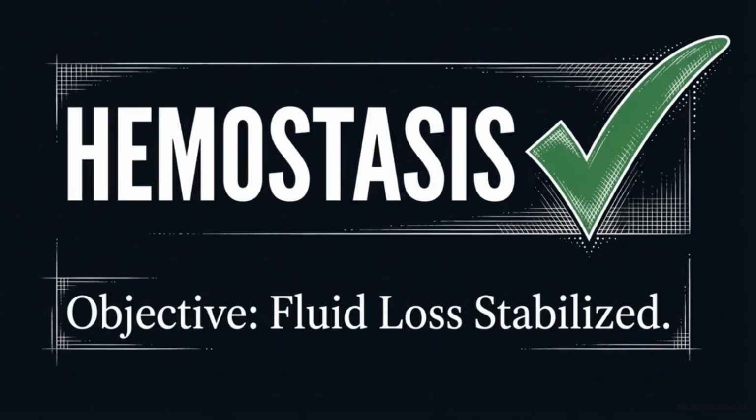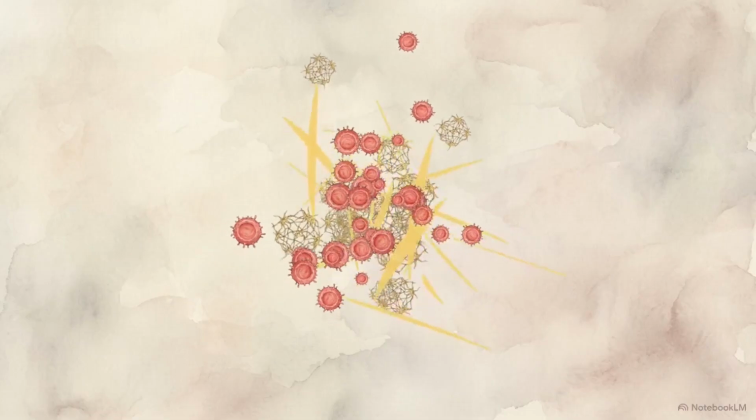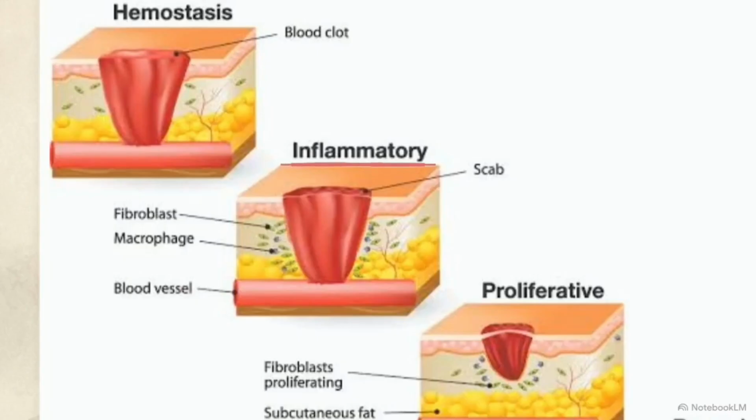At this point, the primary objective of hemostasis shifts. With fluid loss stabilized, the fibrin matrix remains as a physical scaffolding supporting the cellular invasion. In the inflammatory block, we enter phase 2. A protective scab forms at the surface. This phase executes pathogenic clearance and releases signals to trigger rebuilding.